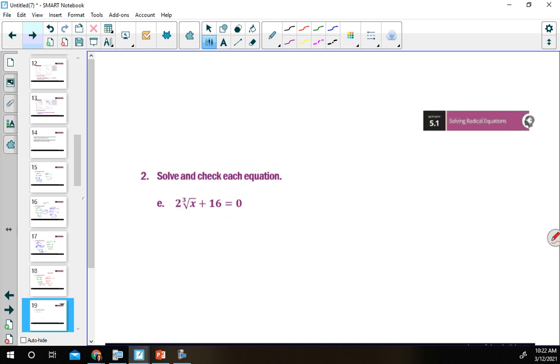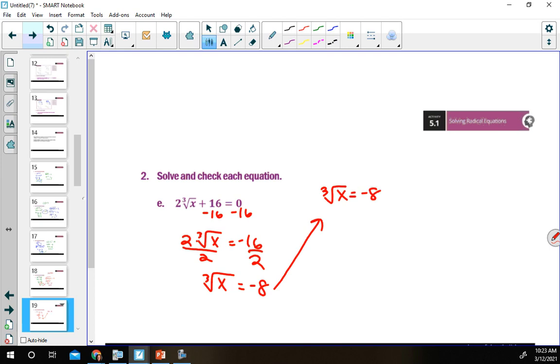Okay, this one, to isolate that root, I'm going to work outside in, so subtracting 16 first. Then it still multiplies by 2, so I divide by 2 to get rid of it. Okay, so I've got cube root of x is equal to -8, so I'm going to cube both sides to cancel it.